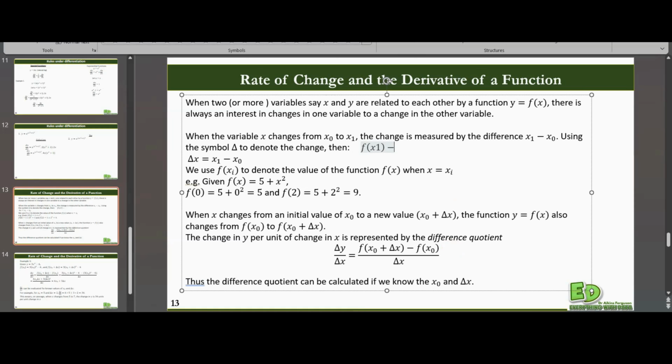Minus f of x0, right? Okay, so this is how we'll go about it with the change in y. The change in y is the difference in the function value. That is, change in y is what? f of x1 minus f of x0, right?